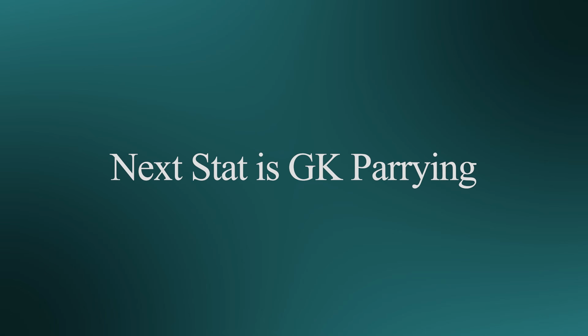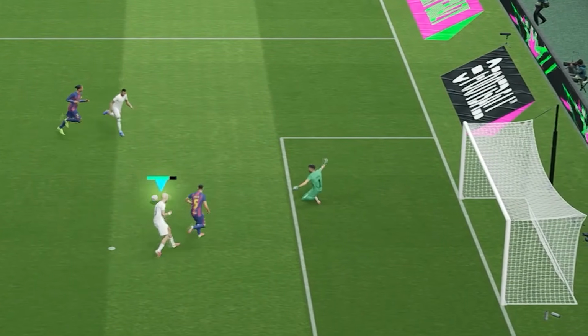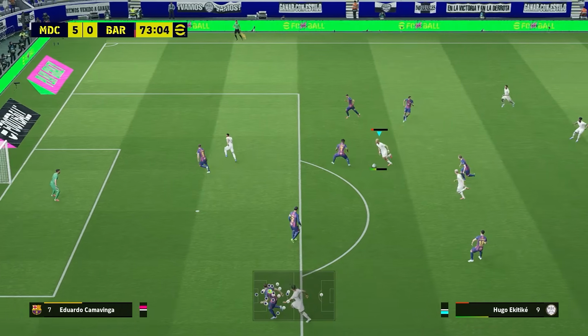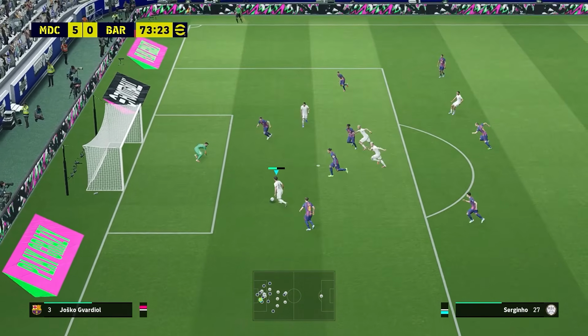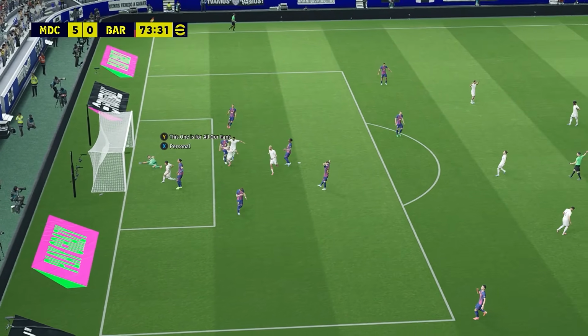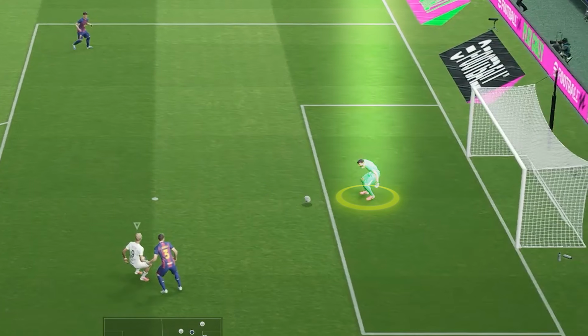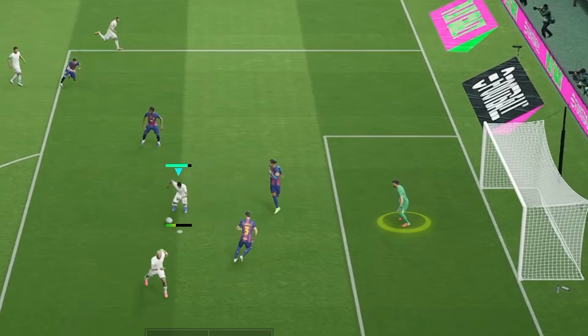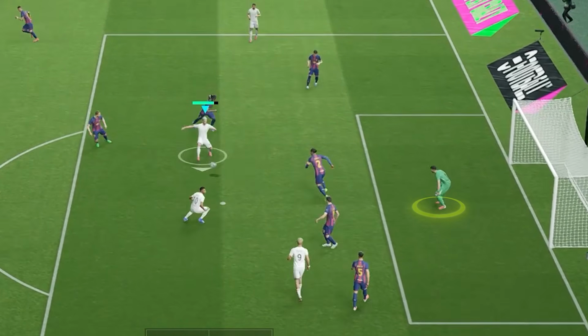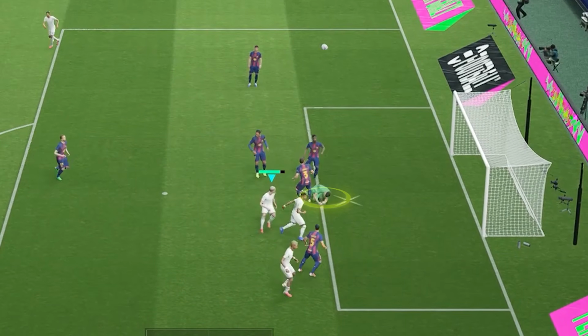Next stat is GK parrying. GK parrying controls how far your GK sends the ball. If your GK has low parrying, he can push the ball far from the post and he can make you concede goals. Next one is Reflex. Reflex controls reaction time and recovery after a fast save. Reflex decides if your GK is a cat or he's a turtle.